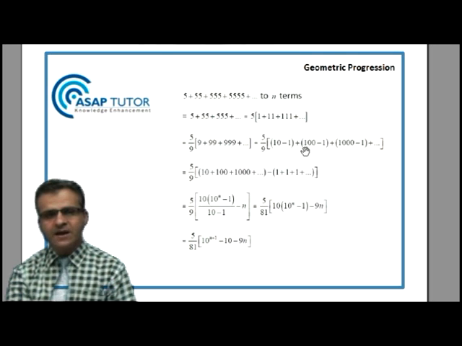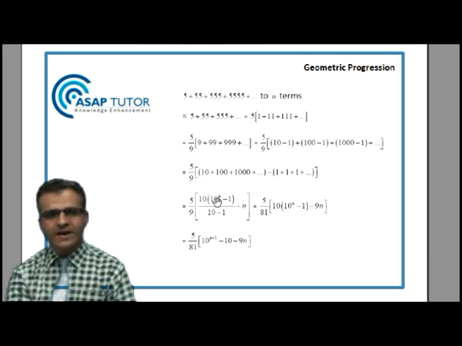Now we can segregate the two series. One is 10, 100, 1000 and so on. The other one is minus 1, minus 1, minus 1. So segregating we get 10 plus 100 plus 1000 plus 10,000 plus so on, and minus 1 minus 1 minus 1 and so on. Now this series 10, 100, 1000 is a geometric progression, so we can use the geometric progression formula to find the summation.